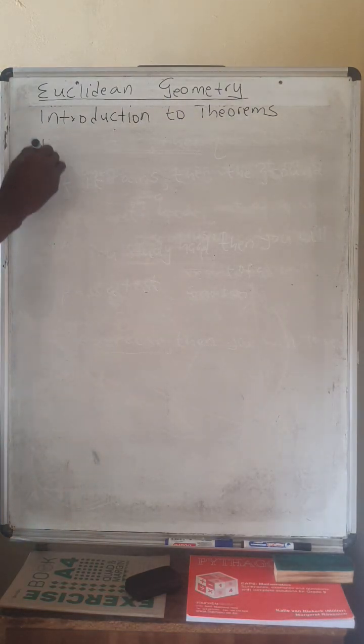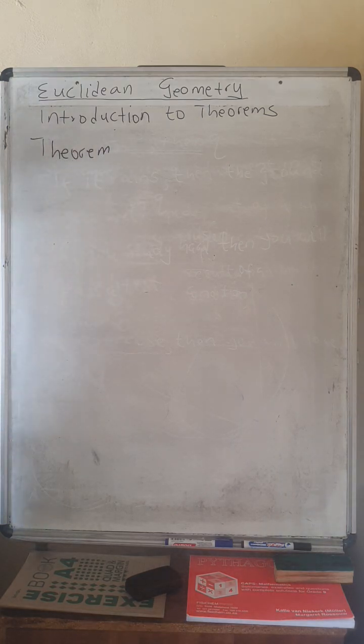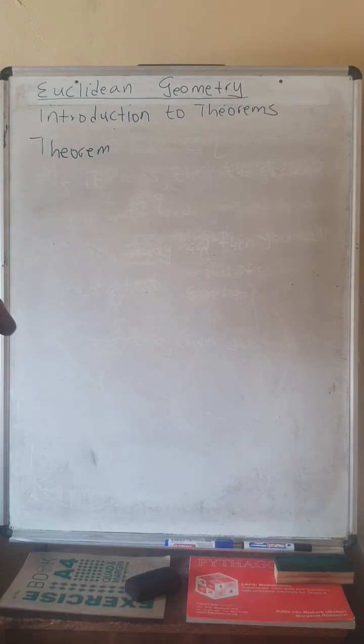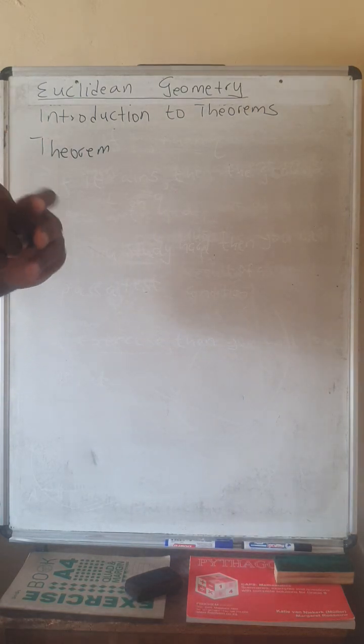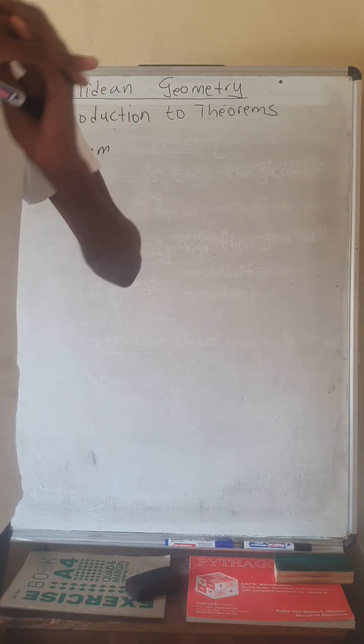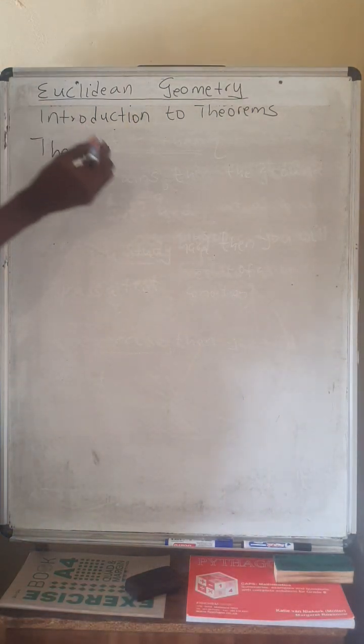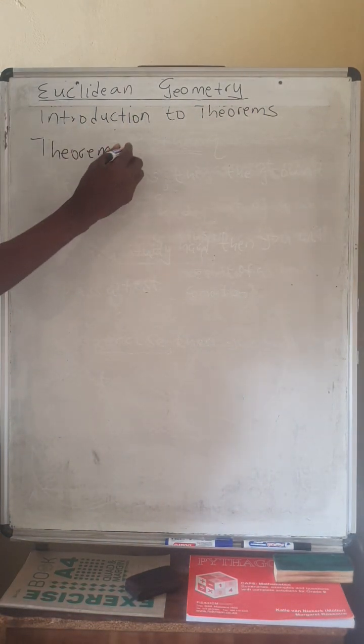So I'm going to define my theorem. When you go to different schools, some define a theorem as a mathematical statement that has been proven or can be proven to be true. And trust me, there's nothing wrong there. That is 100% correct. But with me, I like to define my theorems this way.